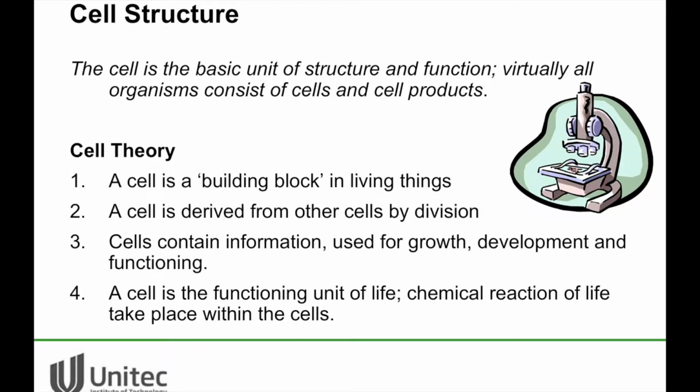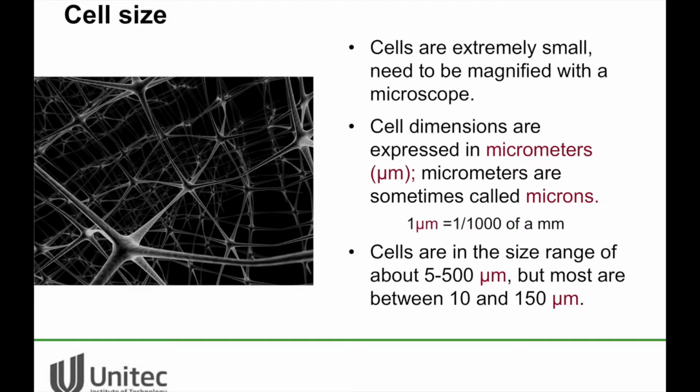For example, we release energy in muscle cells and convert that to movement. Or in the digestive system, some of the cells make the enzymes that break food down. So the cells do the work. We put them together in organizations called organs and organ systems. Cells are very small and we need to magnify them with a microscope to see them.